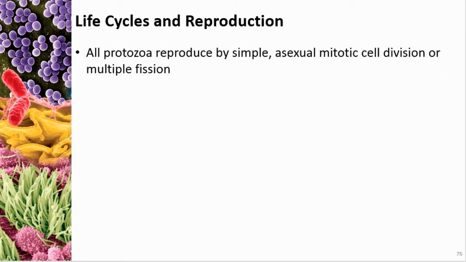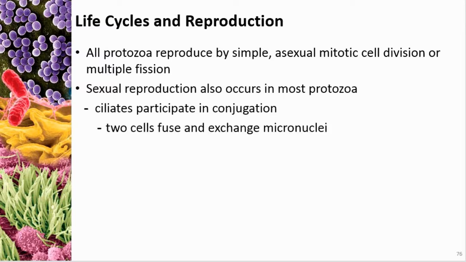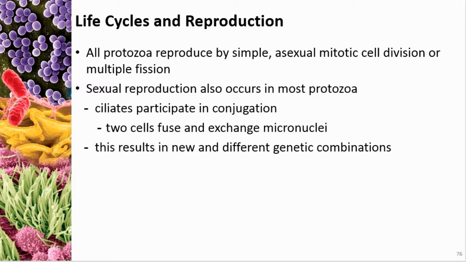So all protozoa reproduce by asexual mitotic cell division or multiple fission, which is just a different type of division. Some, however, can also reproduce by sexual reproduction, where they conjugate nuclear material. Ciliates are one that participates in this conjugation. What happens is the two cells fuse and they exchange their nuclei. And as we've mentioned before, this allows for more genetic variation, which can potentially make them more adaptable to their environment.